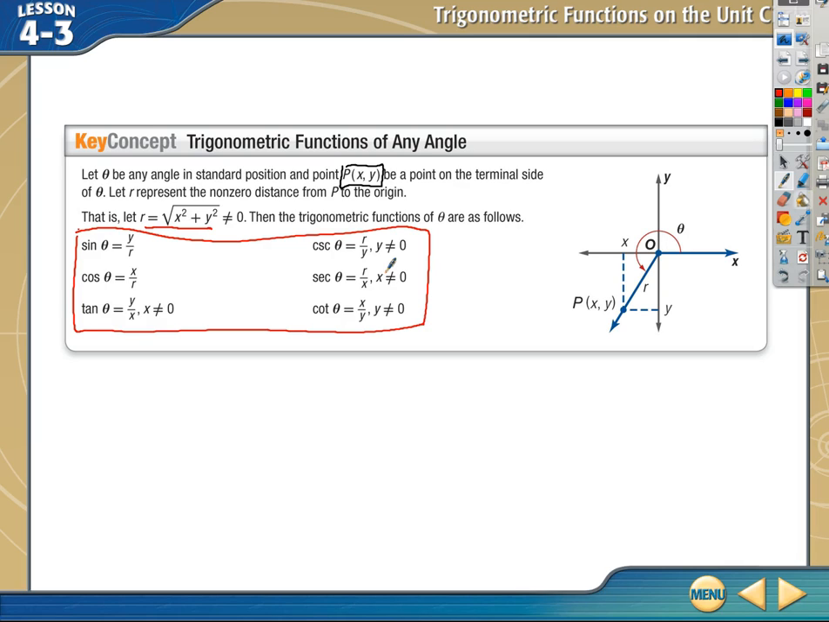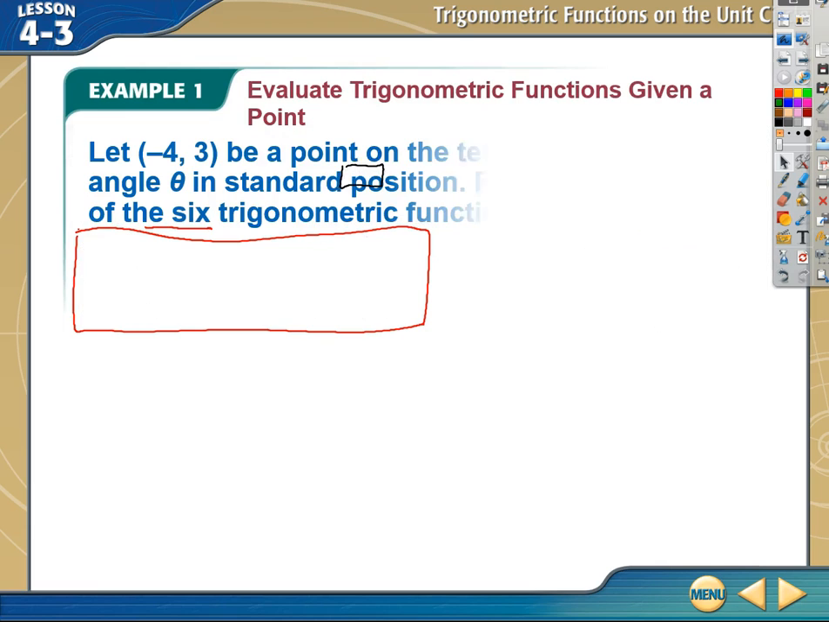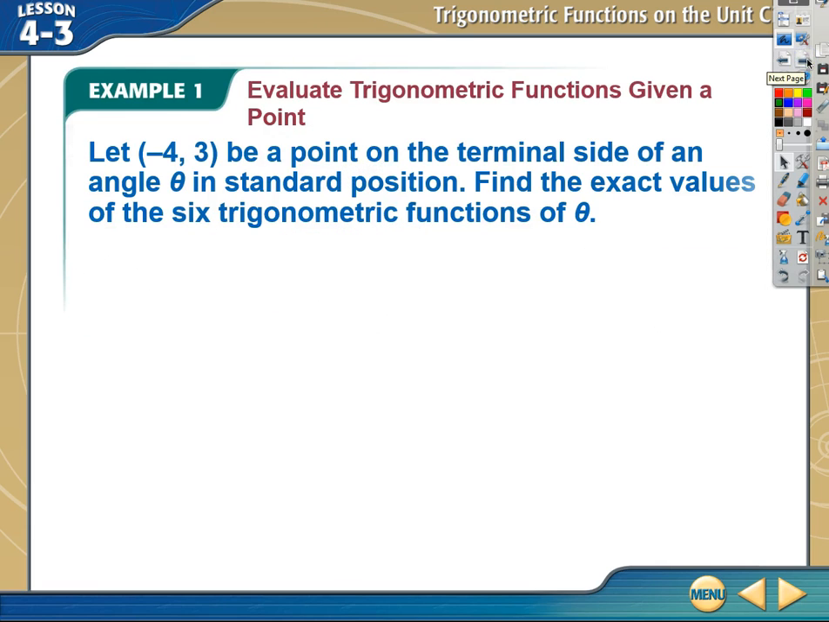So, first example. It says here, let negative 4 comma 3 be a point on the terminal side of an angle theta in standard position. All right. So I'm going to draw the point negative 4 comma 3. Here we are, negative 4 comma 3. It's up here.